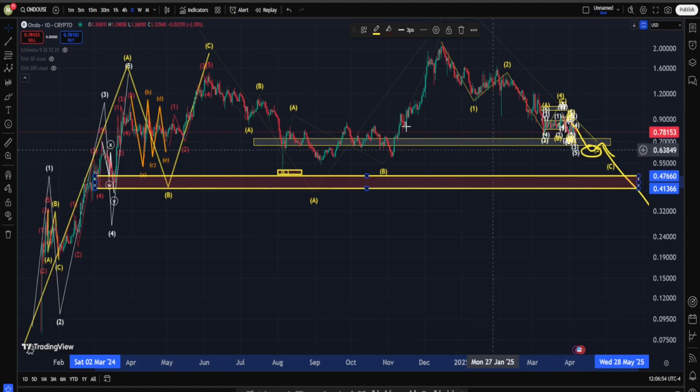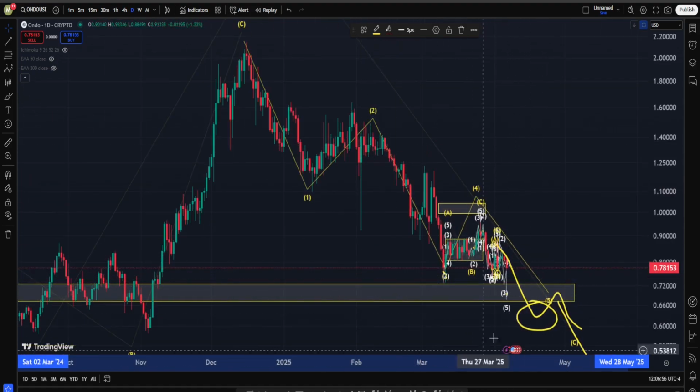So for now, all eyes on this important level in ONDO, which I think soon we are going to reach, and let's hope that we get a very strong bounce off of it. And I hope I explained everything well and you understood what is going on in ONDO.